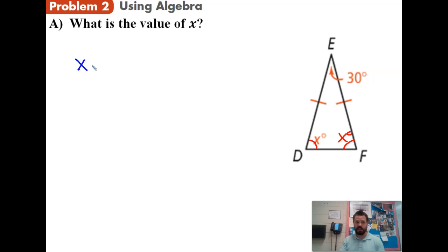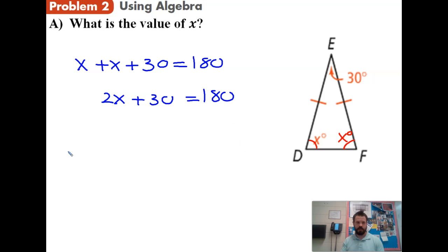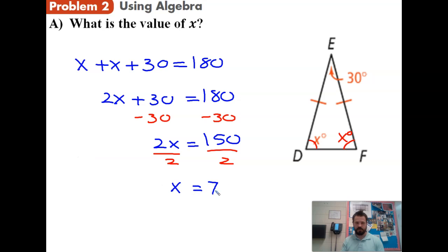So we can say that x plus x plus 30 is equal to 180. So in other words, 2x plus 30 is equal to 180. Subtract 30 from both sides of this equation and end up with 2x is equal to 150. And then divide both sides by 2 and get x equals 75 degrees for this one.